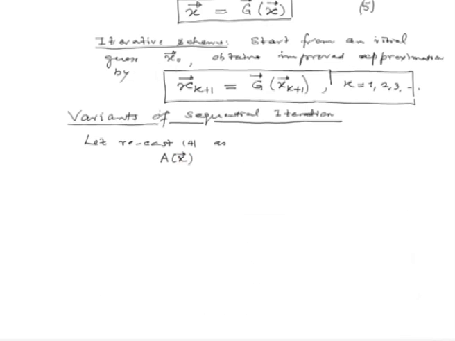A x, where now A would typically be a matrix. So, let me put the square brackets to denote that fact. A of x into x is equal to b of x.